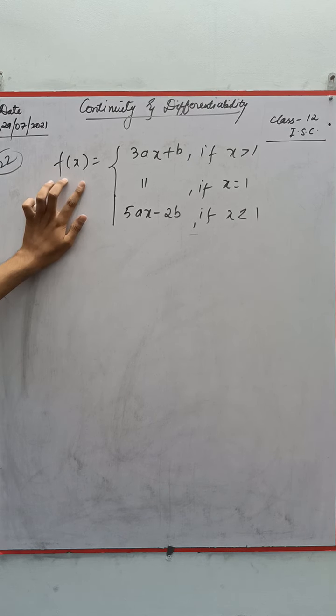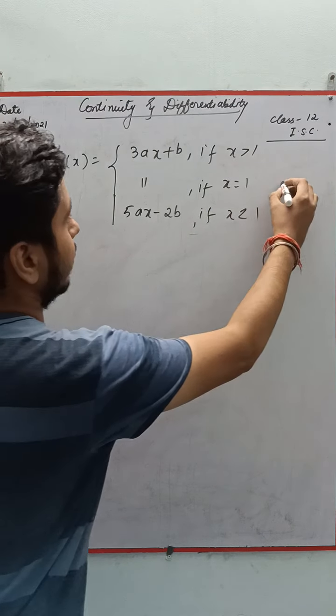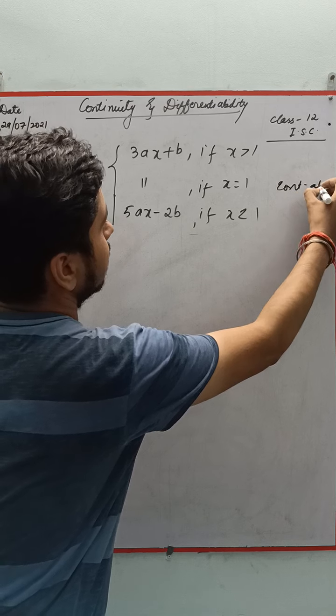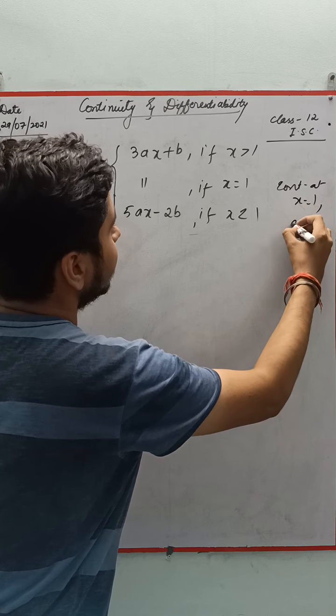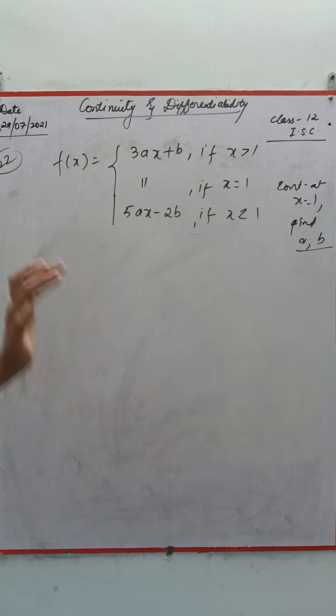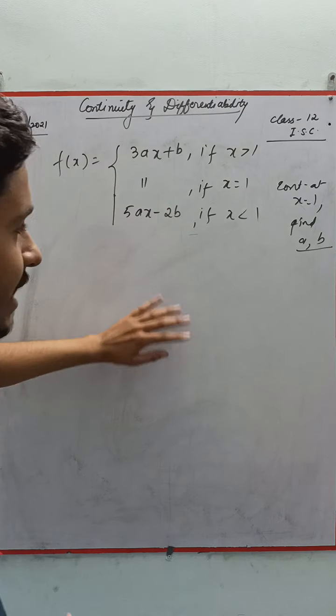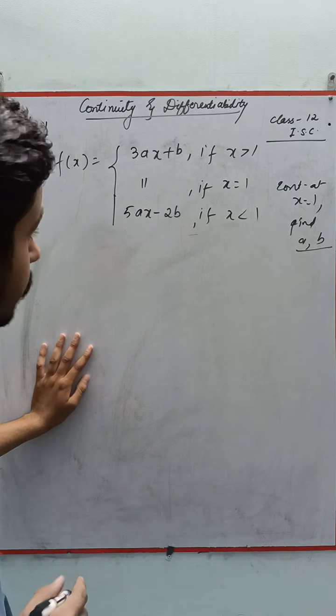Okay. Now this question number 22. f(x) is given to us in such a way, and it is continuous at x is equal to 1. We need to find the value of a and b in this. Now two unknown constants they have asked. Very easy to understand. I hope you will understand. I'll give you the hint. Rest you solve it.